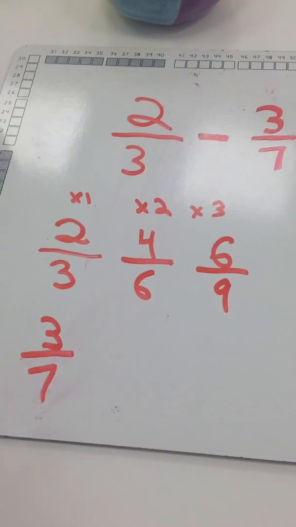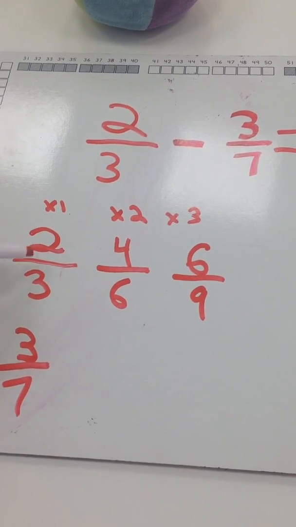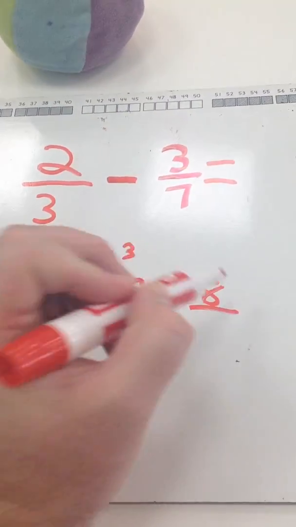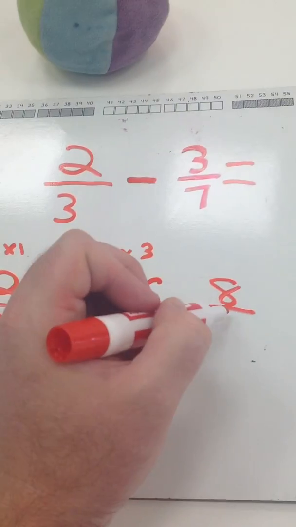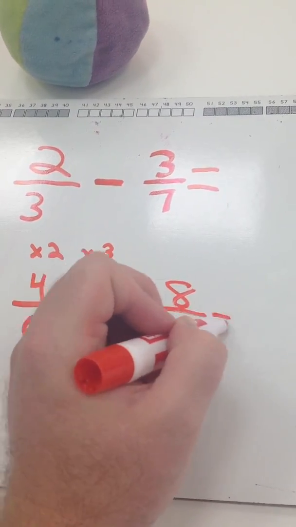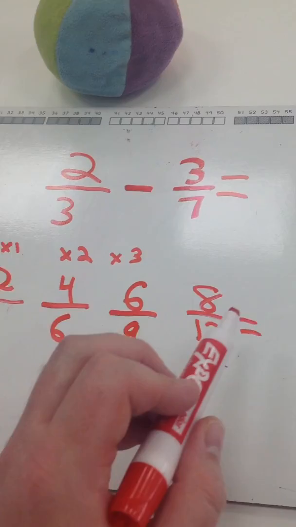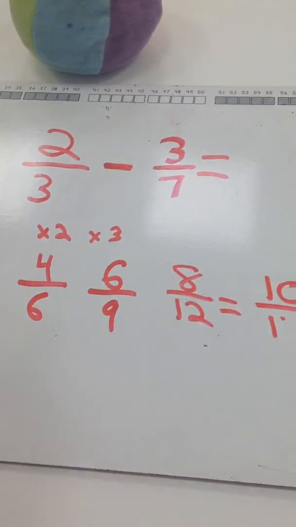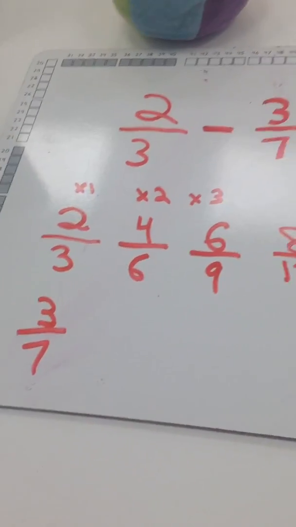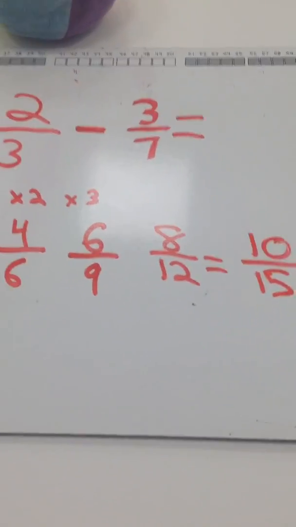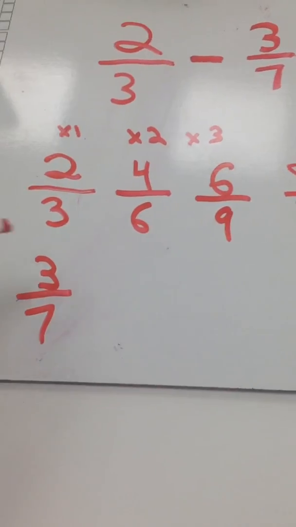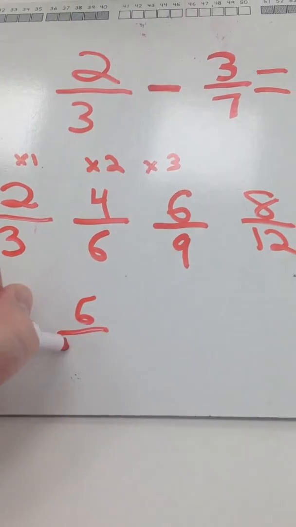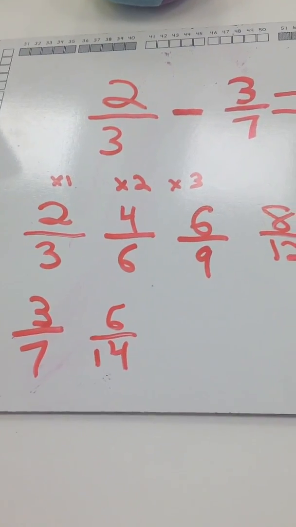And this is where we get that pattern of counting by 2 for the numerator and 3 for the denominator. So 2, 4, 6, 8, 10 over 3, 6, 9, 12, 15. We continue. And we're going to keep going, and we're going to try to find a denominator that you both could have in common. So I'll start working on this one, 3/7. The next one would be 6/14.